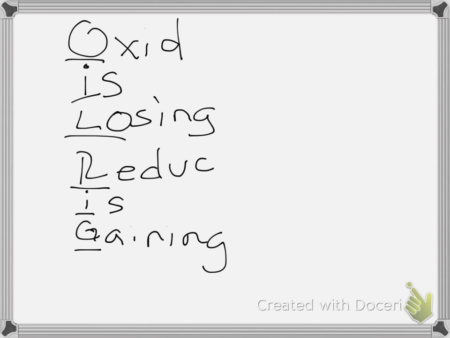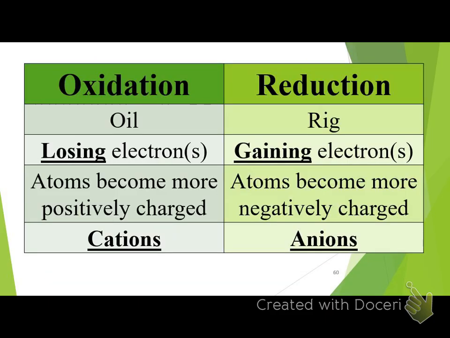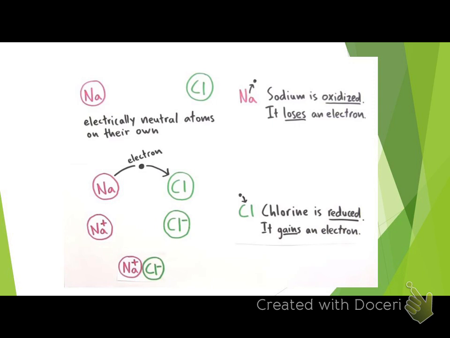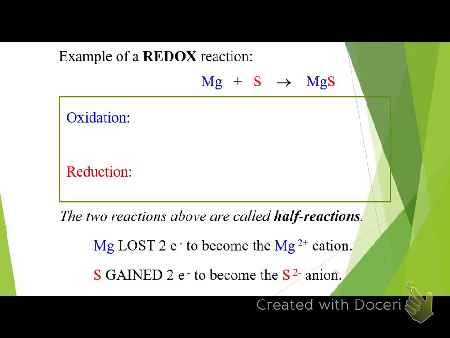So we're going to go to this example. You all need to write down that Mg plus S gives us magnesium sulfide. That's our first example that we're going to go to.